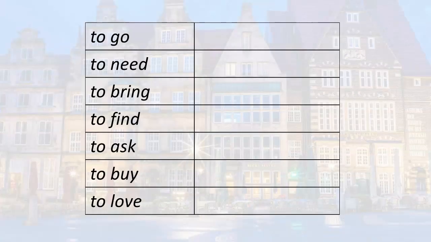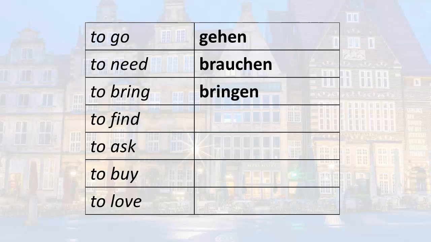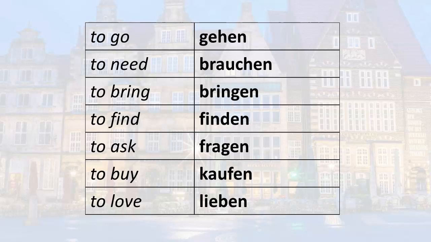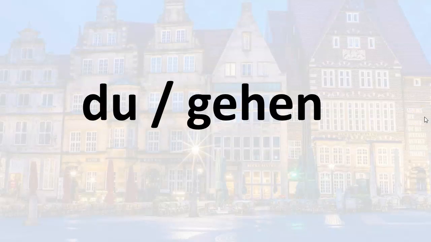So here's the exciting part of this lesson. Here's where you have the power. If you can do that with one regular verb, then you can do that with any regular verb. So let's look at some more regular verbs. To go, gehen. To need, brauchen. To bring, bringen. To find, finden. To ask, fragen. To buy, kaufen. To love, lieben.